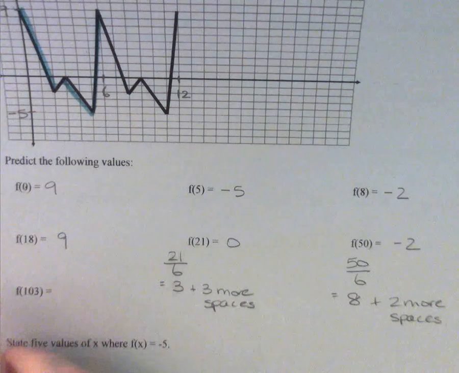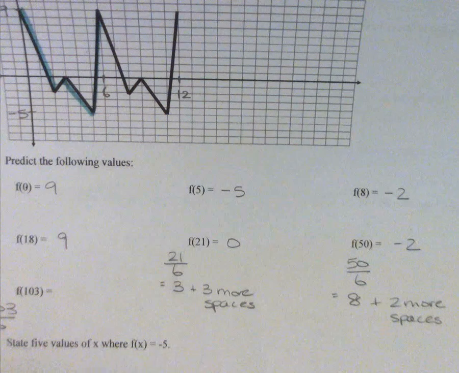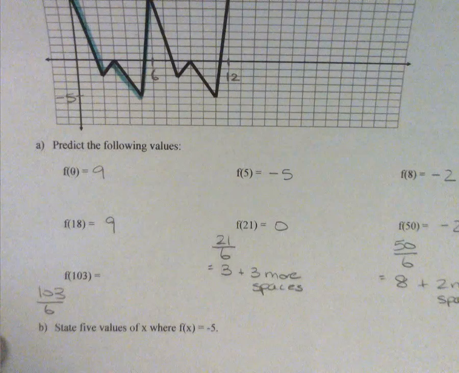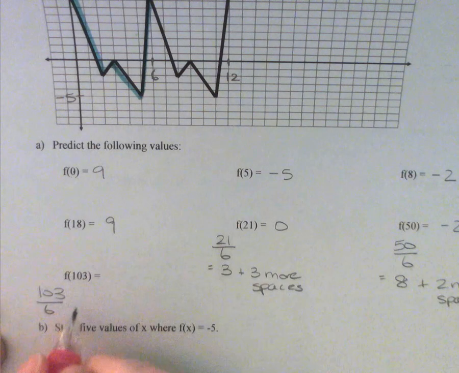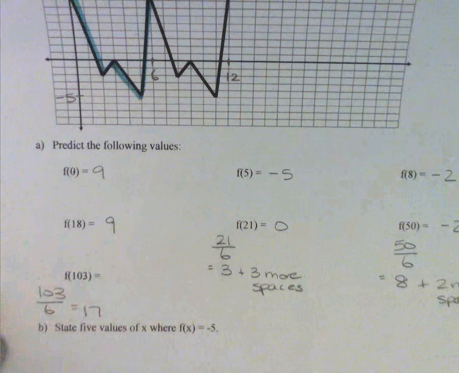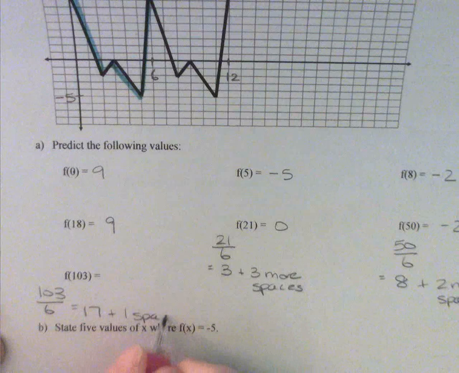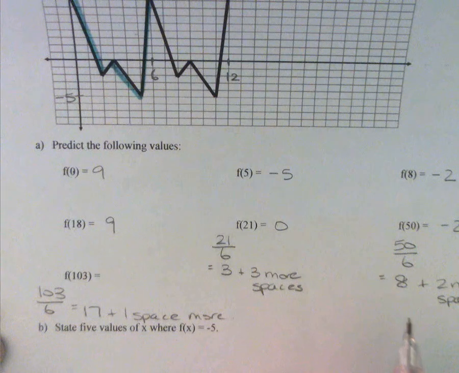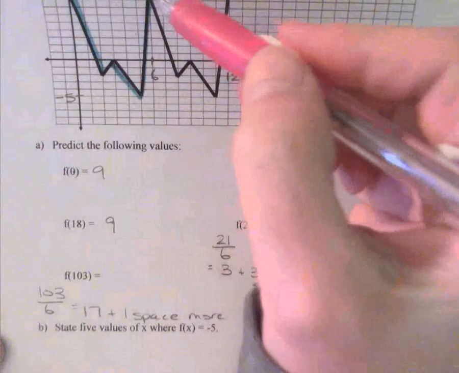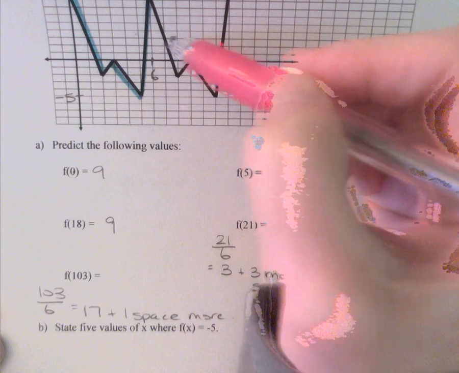So if I look, last one here, I have 103 divided by 6. So I'm going to do 103 divided by 6, which means there are 17 full cycles plus 1 space more. So I go to the end of a cycle, I go 1 more space, and I look, and I'm at 3.5.